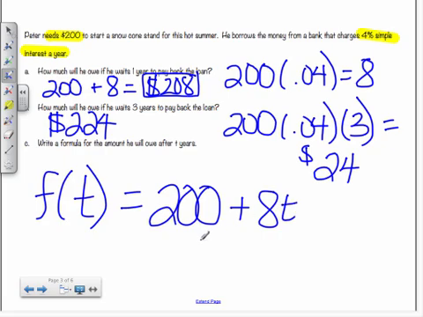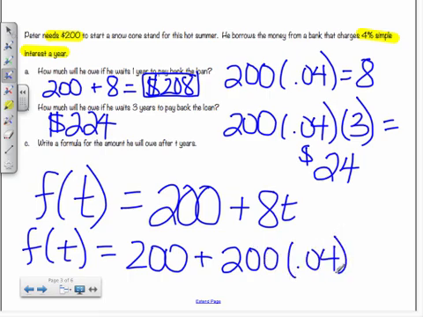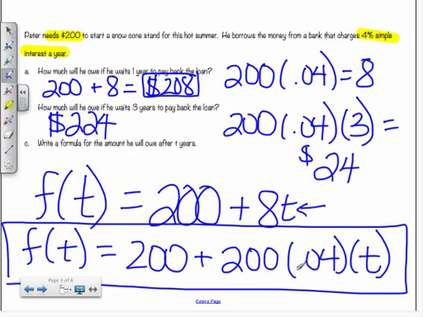But this is the question, where did this 8 come from? It came from taking the initial amount and multiplying it by, so here's my initial 200, then I take the initial amount, I multiply it by the rate, which is 0.04, and then I multiply it by the time. So this right here is going to be my formula to figure out what it is. This is the simplified formula, but this is where you get it from.